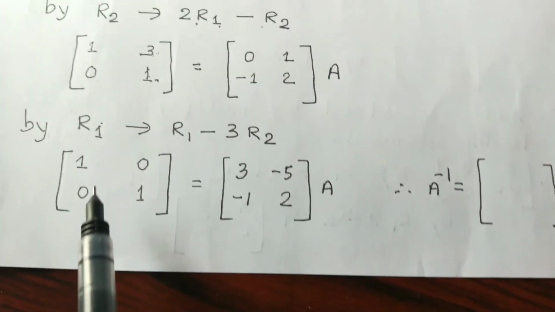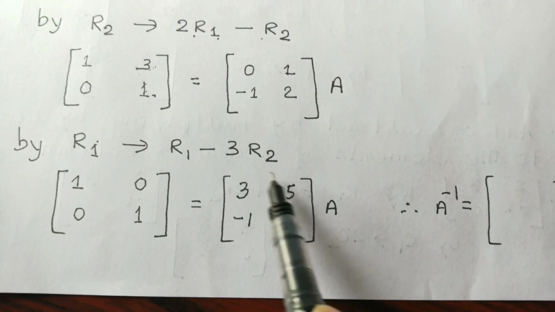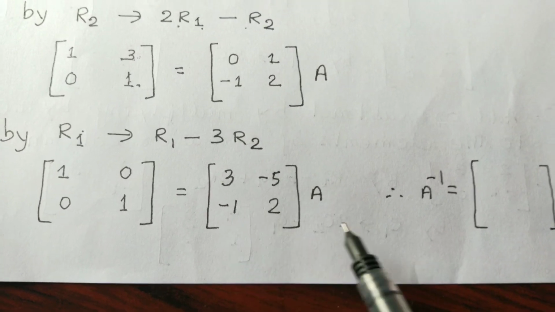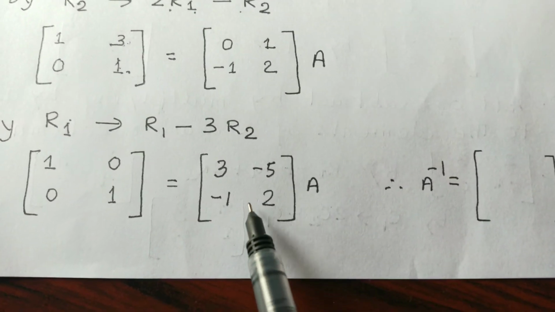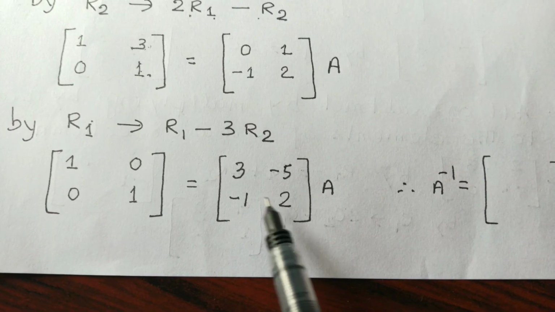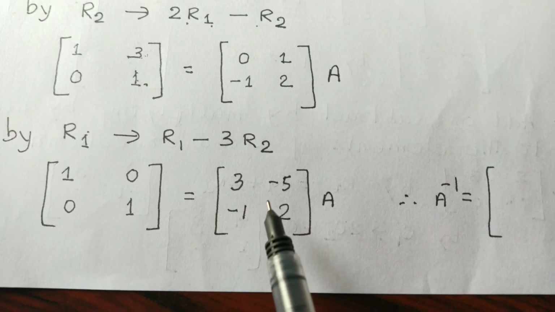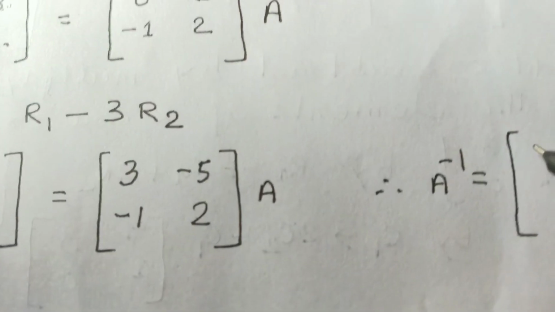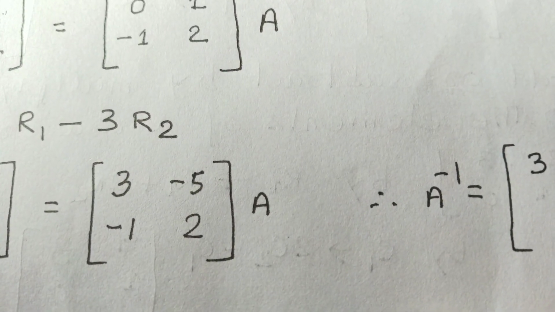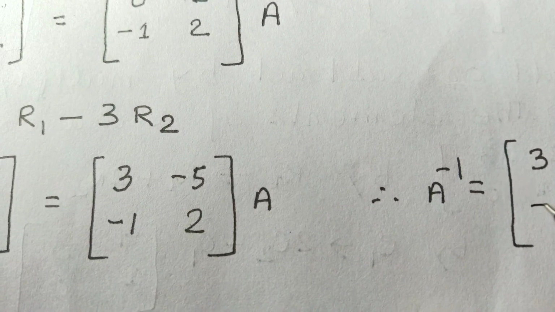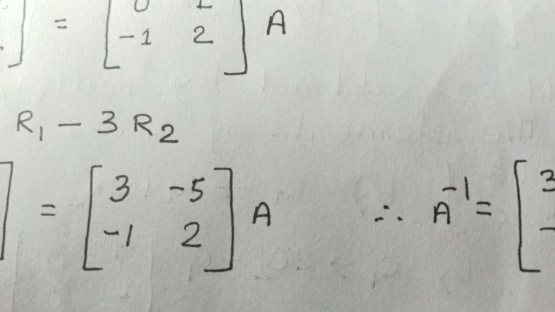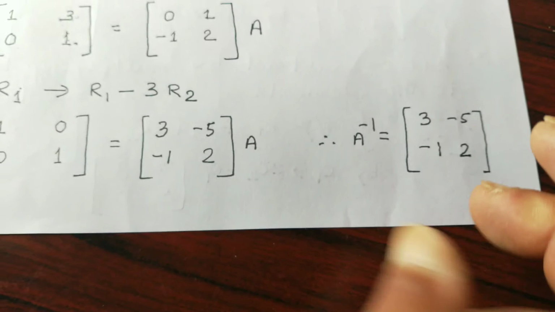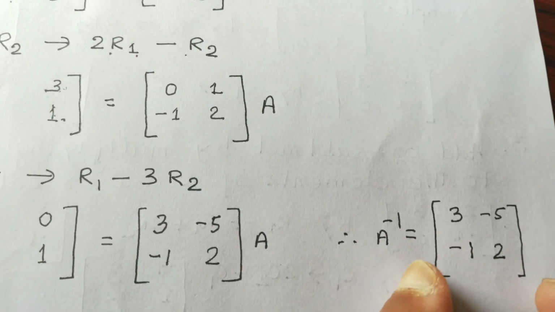See now, this is the identity matrix. This is the matrix which we obtained, multiplied by A. That means obviously this is A inverse, because I equals A inverse into A. Therefore, A inverse is 3 minus 5 minus 1 and 2. This is the inverse of A.